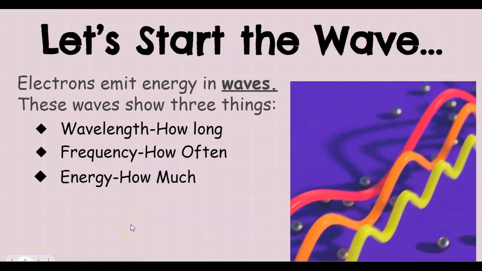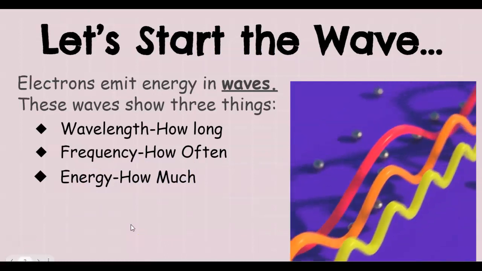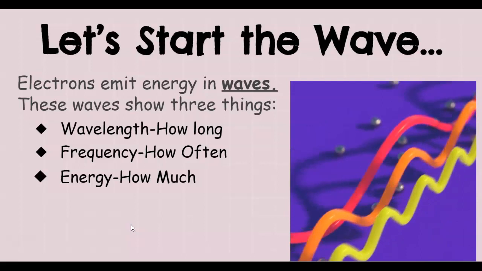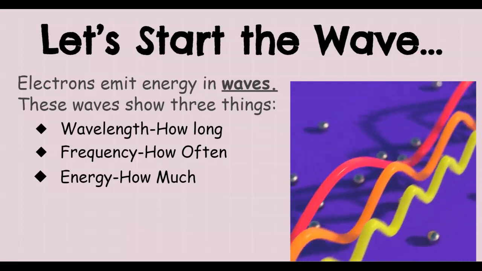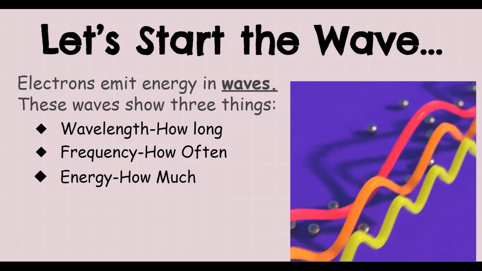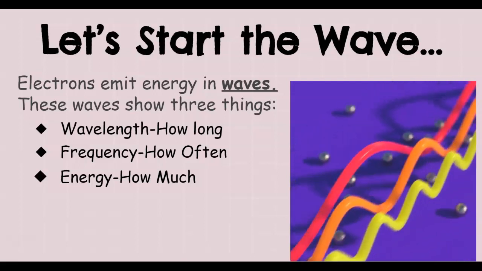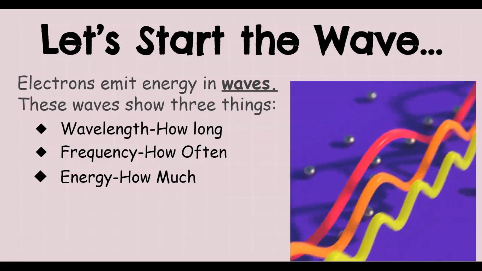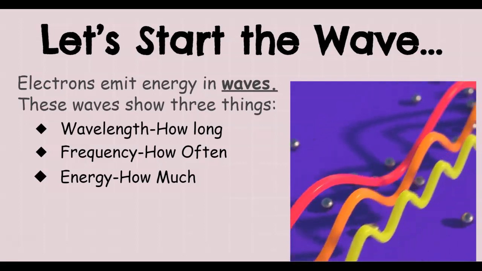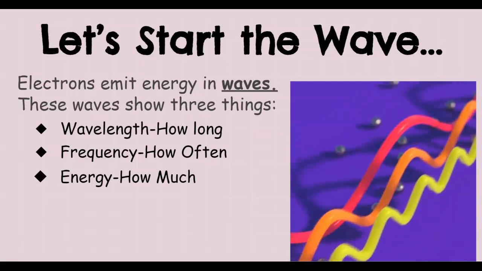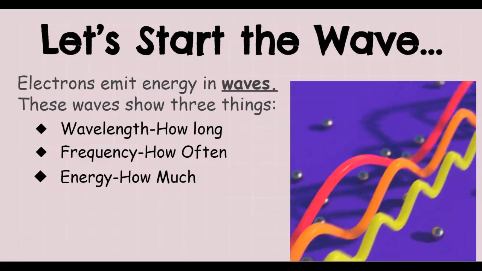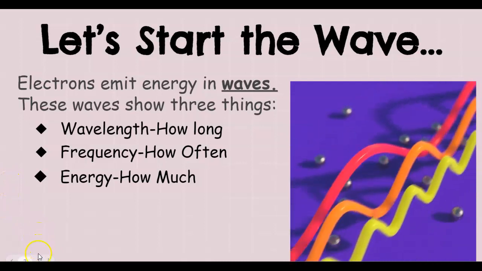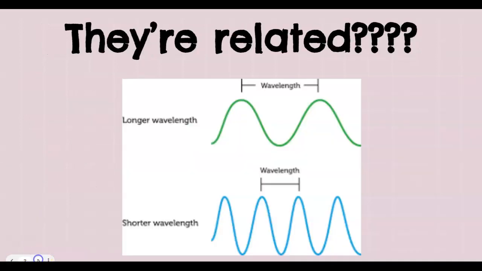So today we're talking about the electromagnetic spectrum. We've been focused on the structure of the atom. We know that there are protons and neutrons in the middle, and then those electrons are around the outside, in the electron cloud. Now, the second half of this unit is really focused on the electron, and the electrons emit energy in waves, okay? So these waves show us three things. The wavelength, how long, the frequency, which is how often, and then the energy, which is how much, okay? So higher frequency and shorter wavelengths are going to mean more energy. Longer wavelengths and lower frequency is going to mean lower energy, okay?